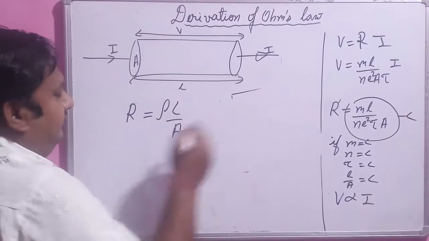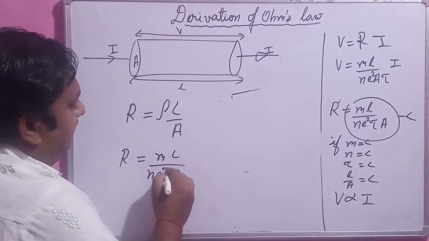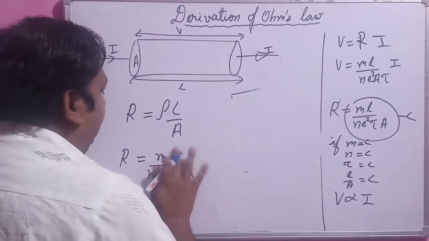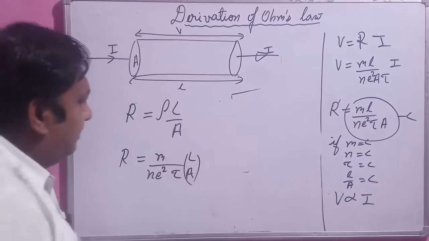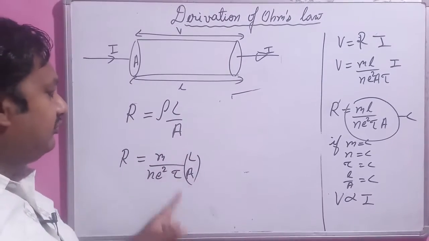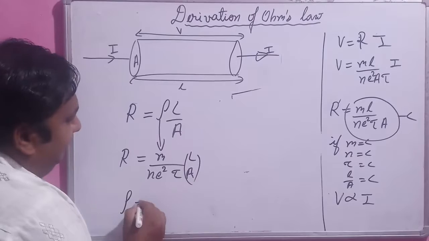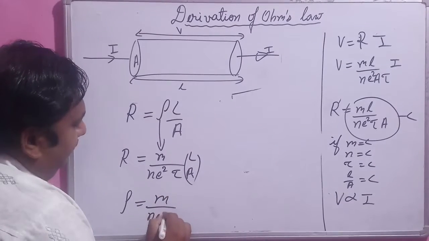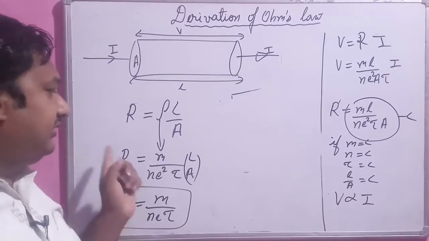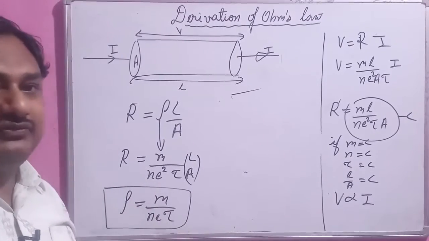Now if you compare the two equations, R = mL/(ne²τA), more precisely written as L/A times a constant, and R = ρL/A, you will find that ρ is equal to this constant. So the resistivity is ρ = m/(ne²τ). So we have developed the relationship for the resistance, and from it the relationship for the resistivity in terms of microscopic quantities.